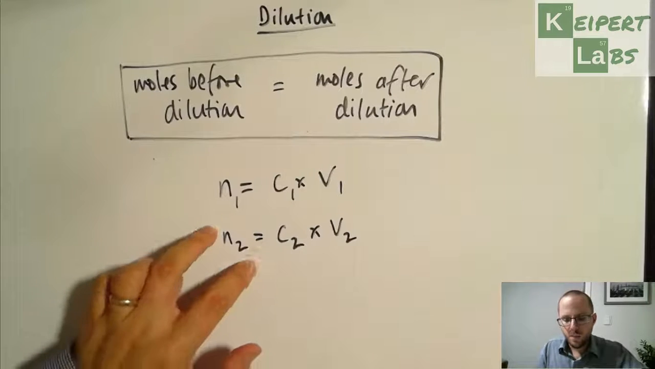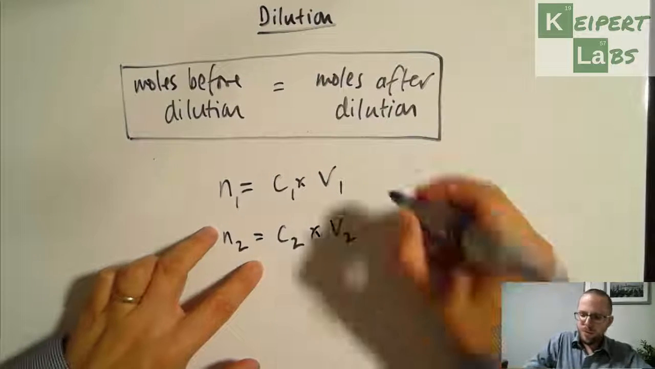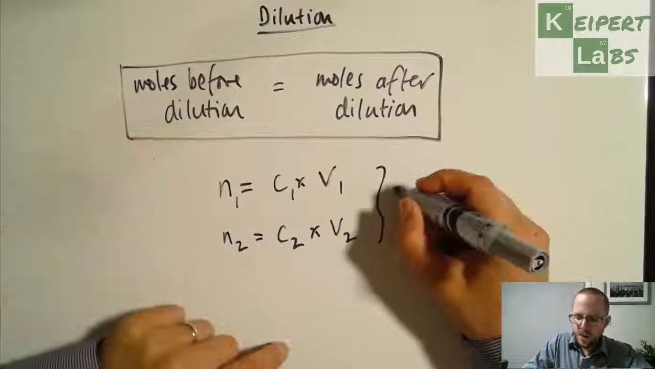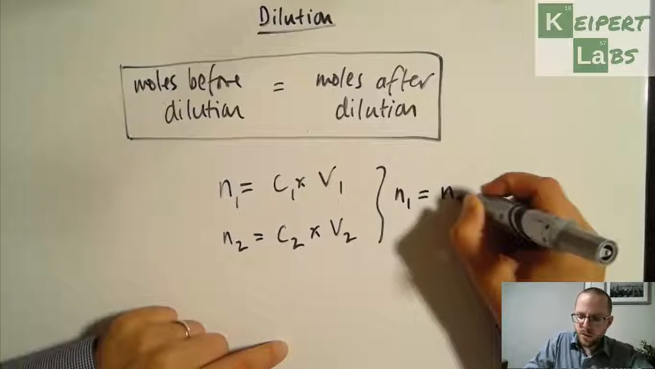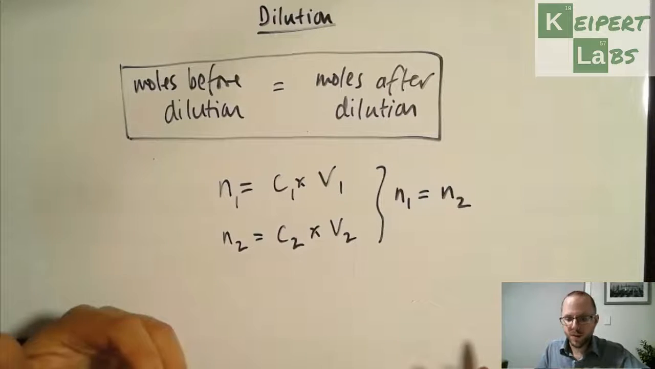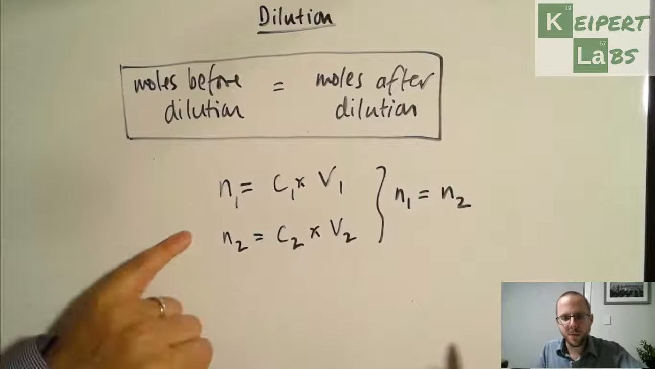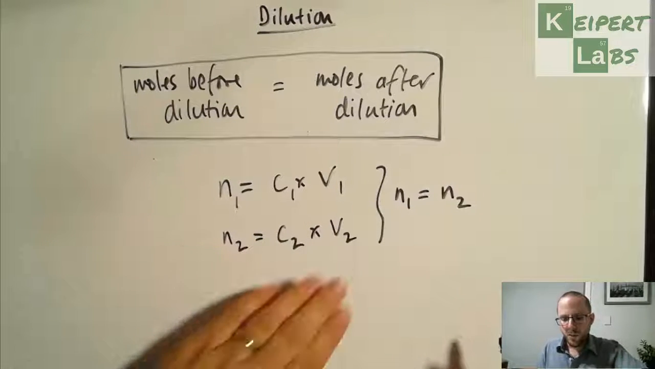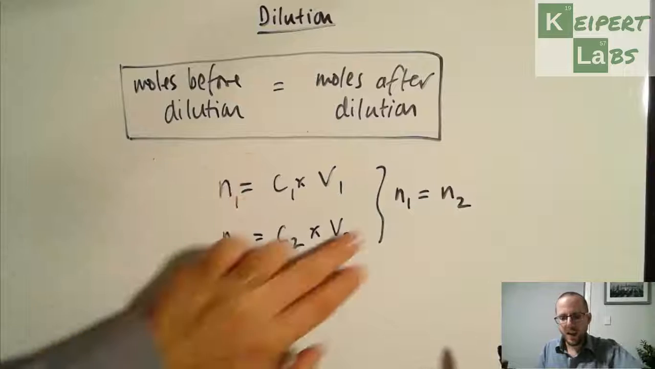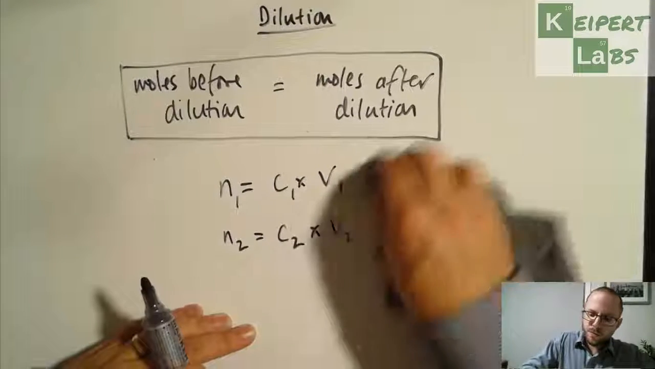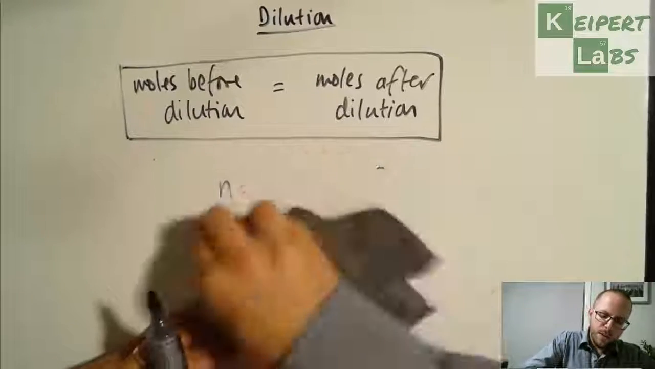Okay, but what we've just said before, and this idea here, is that the moles hasn't changed, that n1 and n2 are equal, that we haven't gone to a new number of moles as we've gone from start to finish. So what we can then do is collapse these two equations together, or connect them together into this one.